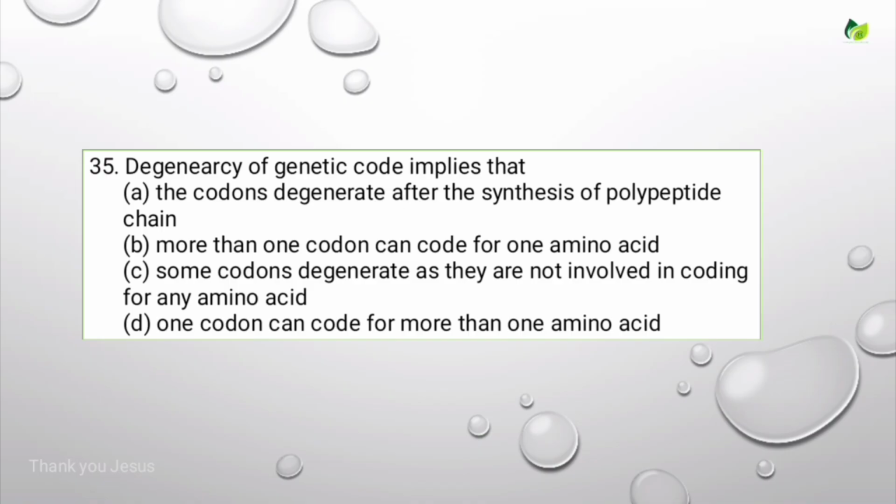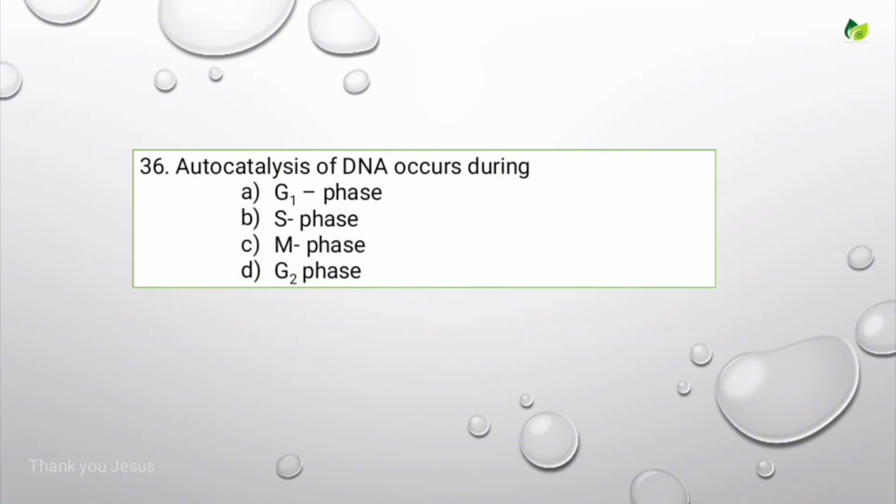Degeneracy of genetic code implies that options are the codes degenerate after the synthesis of polypeptide chain. More than one codon can code for one amino acid. Some codons degenerate as they are not involved in coding of any amino acid. One codon can code for more than one amino acid. For this, the correct answer is more than one codon can code for one amino acid. That is the property of degeneracy of a genetic code. Let's see the next question.